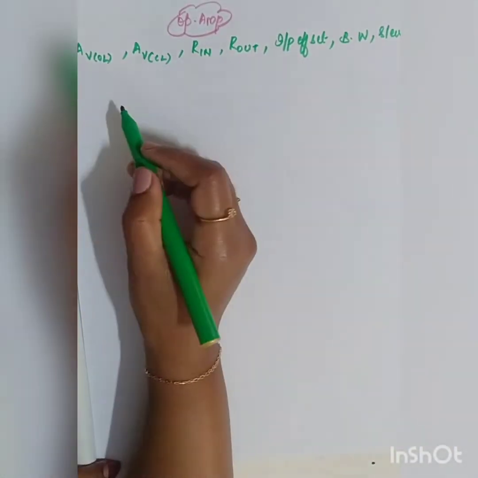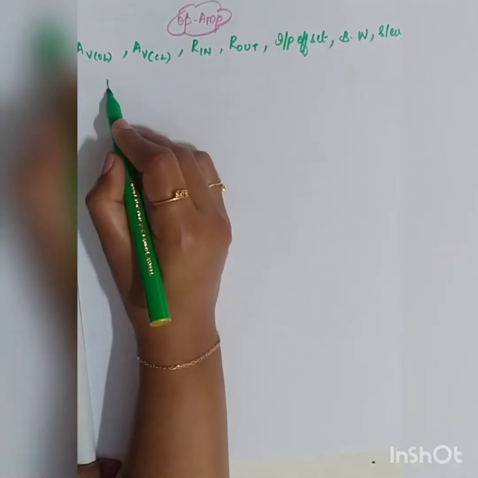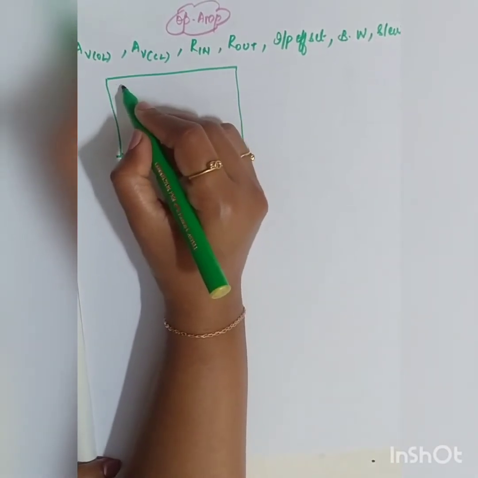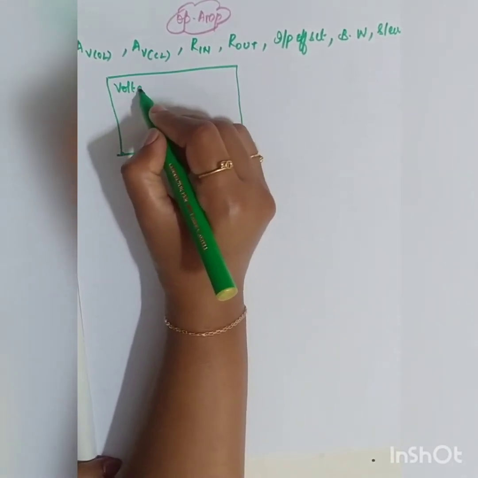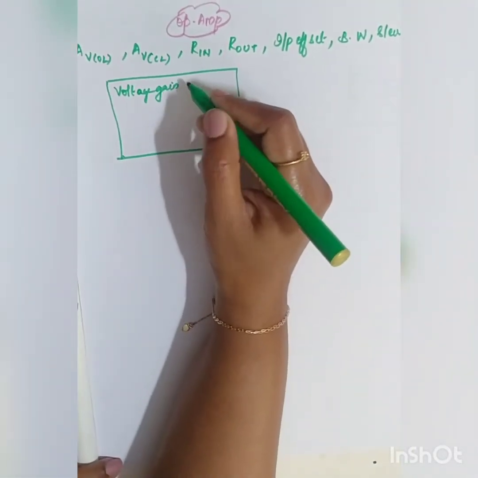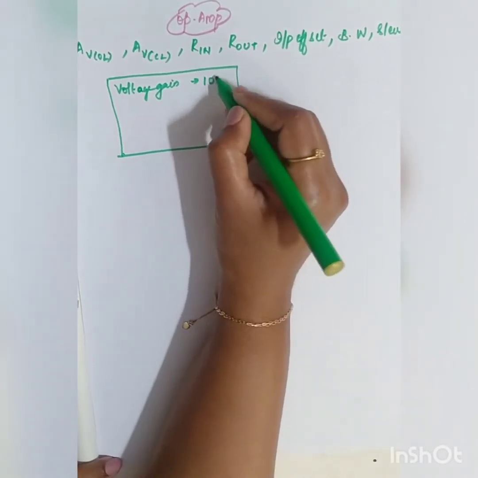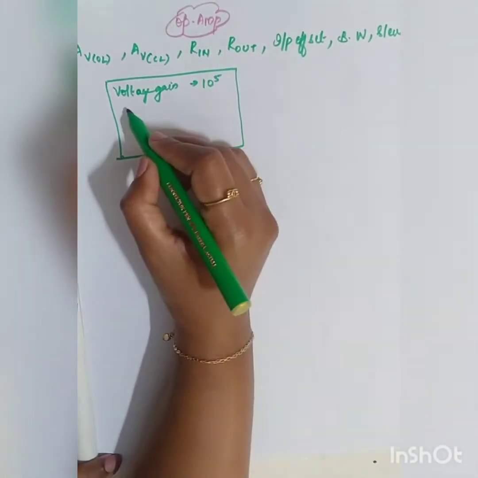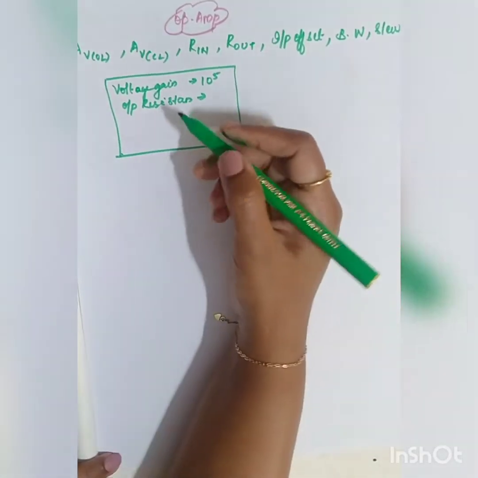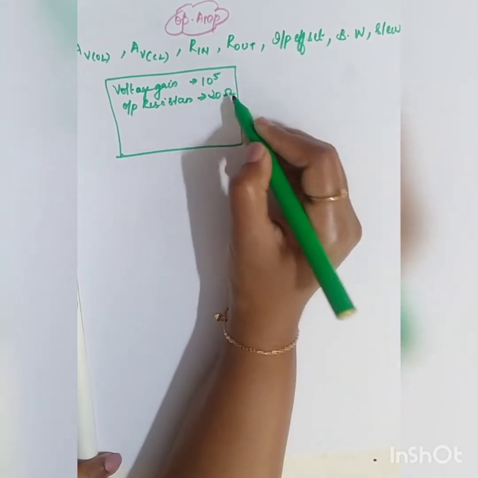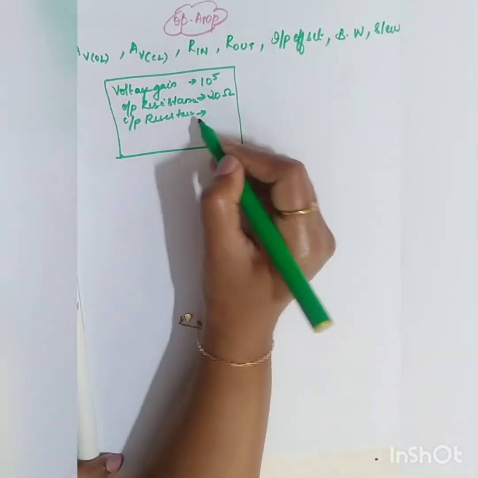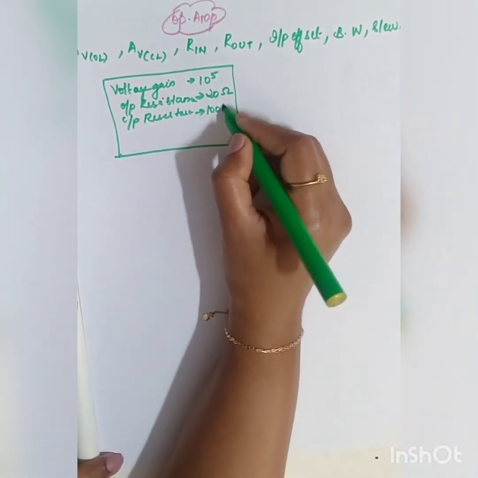The next was your characteristics. Based on these parameters, you had certain characteristics. So what were your characteristics? First one, your voltage gain was high, right? So let me write: voltage gain was very high. Ideal case it was infinity, and in the practical case it is in the range of 10 raised to 5. Second one, your output resistance was very low. Practical case was 20 ohm, whereas your input resistance was very high. Your value was equal to 100 mega ohm.